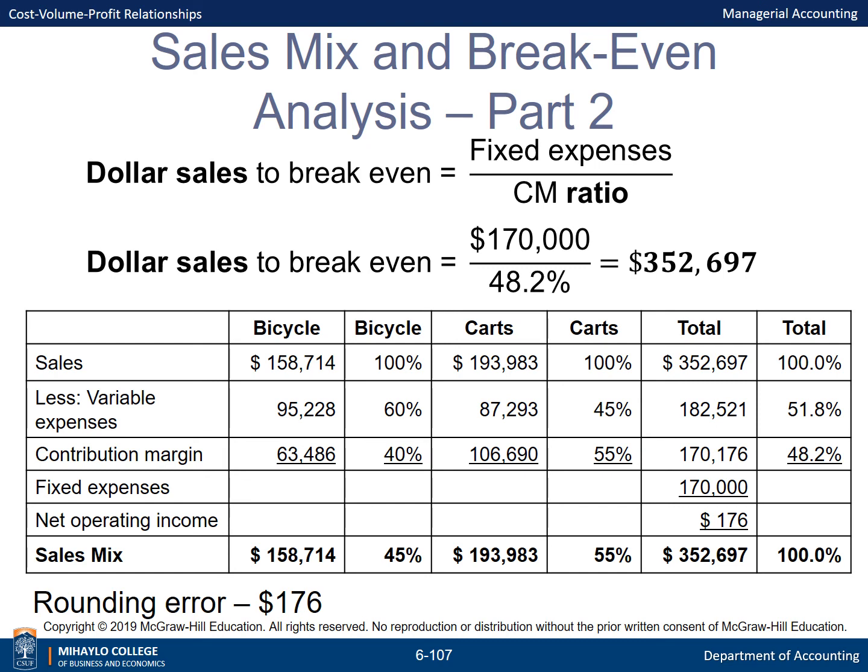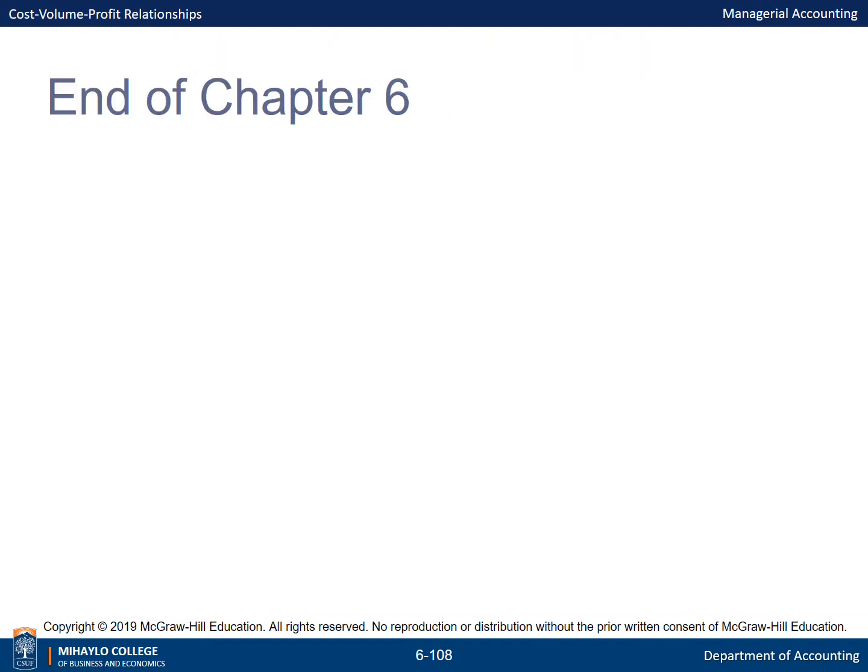Fixed expenses of $170,000 divided by the CM ratio of 48.2% equals dollar sales to break-even of $352,697. Note that 45%, or $158,714, of the total is assigned to the bikes, and 55%, or $193,983, is assigned to the carts. Variable expenses for each product are calculated by multiplying the variable expense percentage times the assigned revenue. Because the contribution margin percentage was rounded, there is a rounding error of $176. End of Chapter 6.